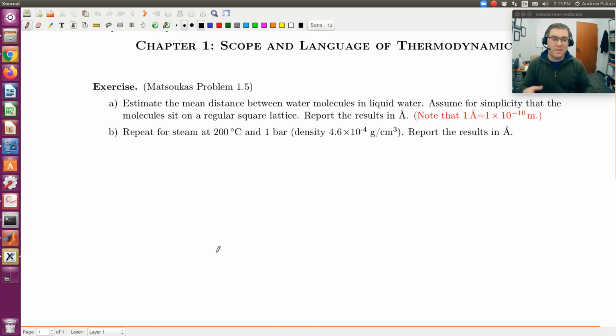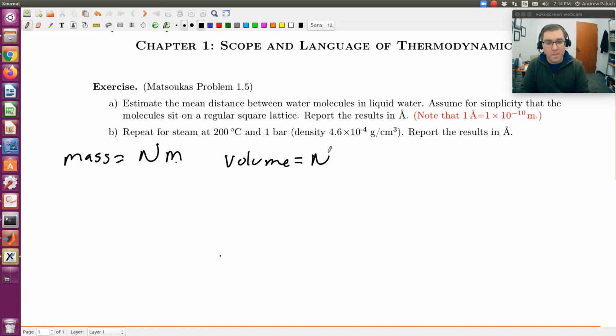So the basic idea is, if I want to calculate density, it's nothing more than mass per volume. And so how we're going to do this is, if I have N molecules in my system, the mass of N molecules is given by the number of molecules times m, where m is going to be the mass per molecule. Now the volume occupied by those N molecules, assuming, and we're told to assume, that they're sitting on a square lattice, the volume that those N molecules occupy will be N times L cubed, where L would be the edge length of that cubic lattice.